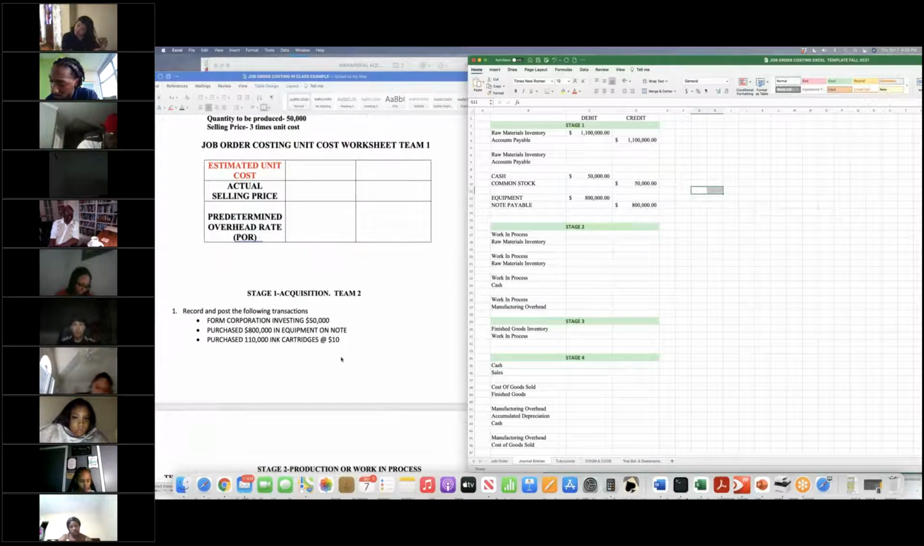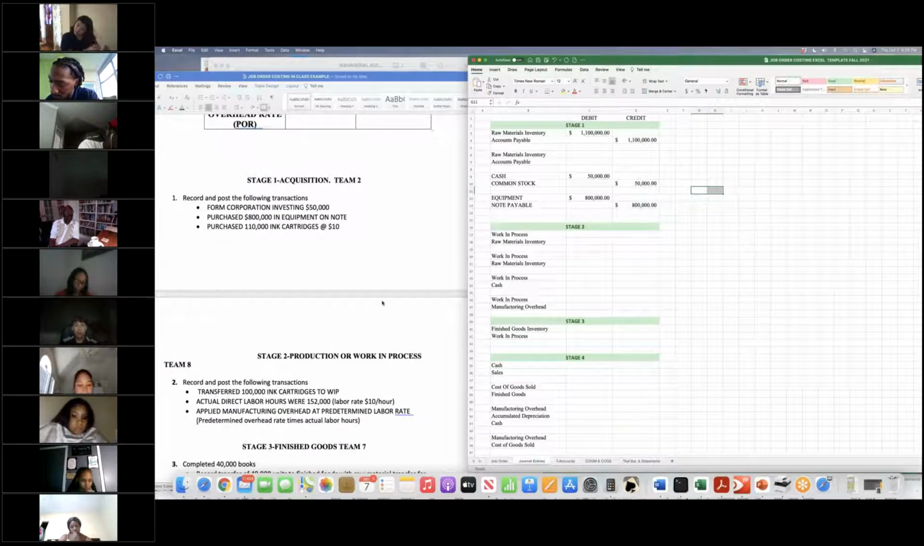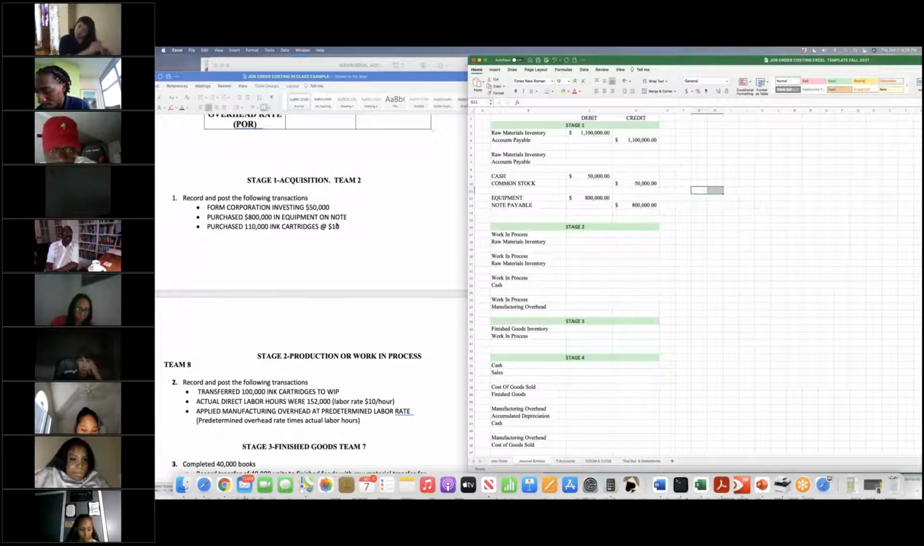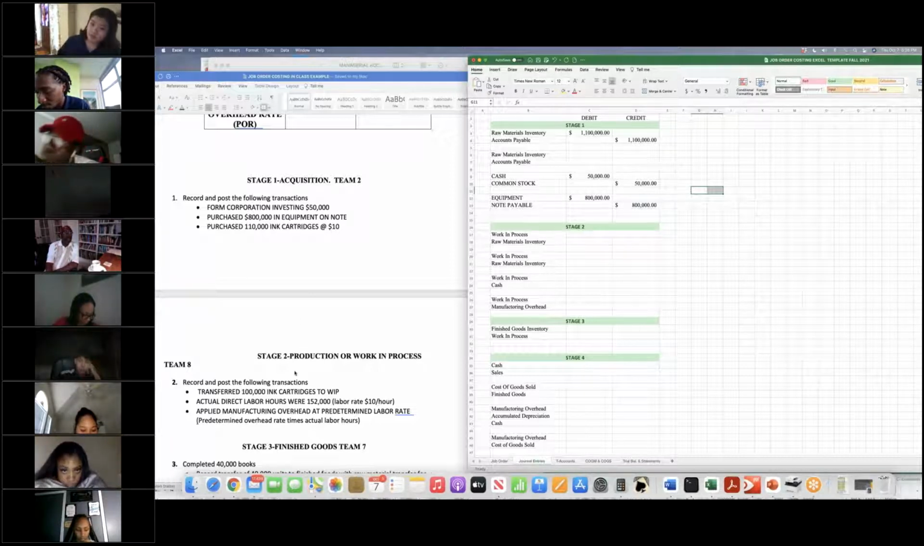In stage 2, stage 1 is where we get ready to work. Stage 2 is where we do the work. And you'll notice in stage 2, there are always debits to work in process. First thing we're going to do, we're going to bring the ink cartridges in. Now, we bought 110,000 because we have to have extra ink cartridges. So even though we only needed 100,000, we buy extra ones so production won't slow down. So if we transfer in 100,000 ink cartridges, you've got the journal entry. What's the amount going to be?